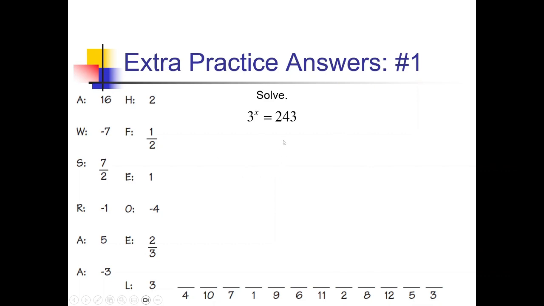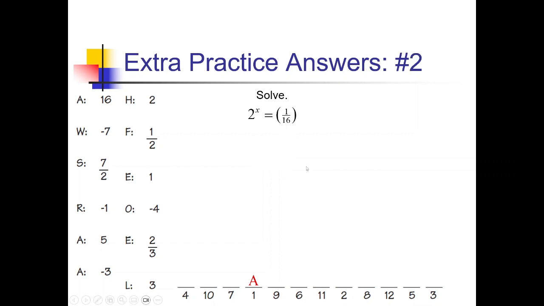So in this case, I need to find my common base. We've already got a 3 over here. It's not going to get much simpler than that. 243 is a power of 3. This is really 3 to the 5th power. So I can rewrite this as 3 to the x equals 3 to the 5th. And then I can cancel out those common bases of 3 and just write x equals 5, which solves the equation. So 5, let me find that over here. That's going to be an A, so we'll put an A in spot number 1. And just double checking here, it doesn't look like there are any duplicate numbers down here, so each of these should go in only one blank.